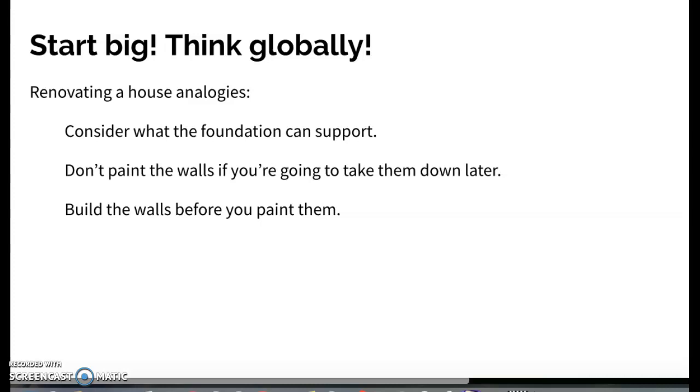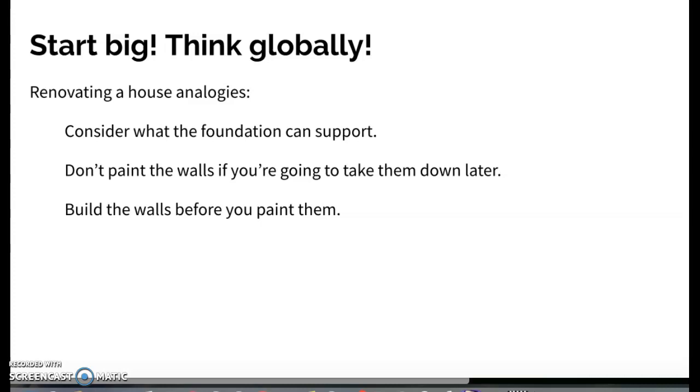I like to use analogies of renovating a house. So if you had a tiny little house and you wanted to add on a second story or a third story, you'd have to first really consider what that foundation can support, right? You can't just start adding stuff to it without thinking about the whole thing and the effects that those additions would have. So think about that. Again, that gets back to thinking holistically.